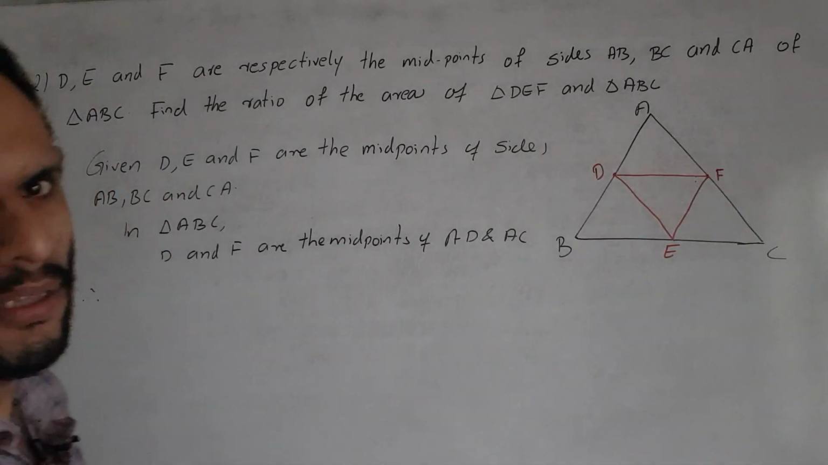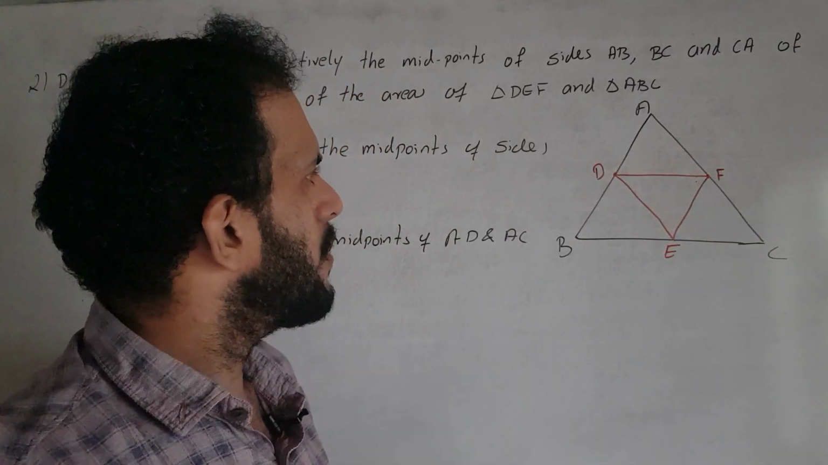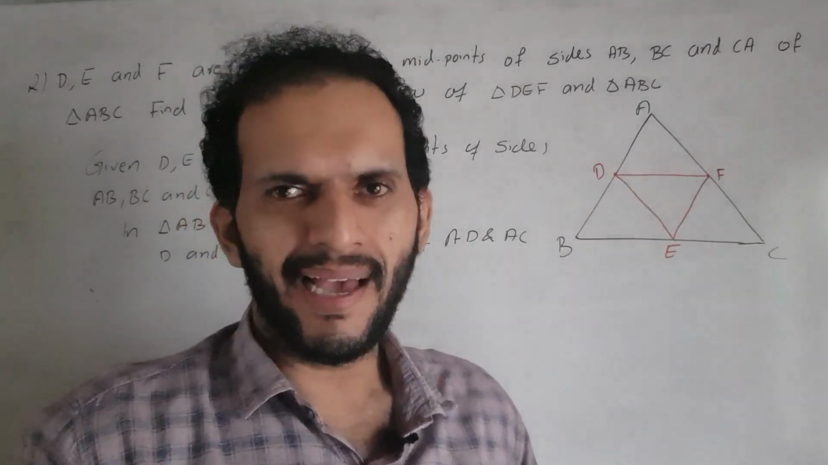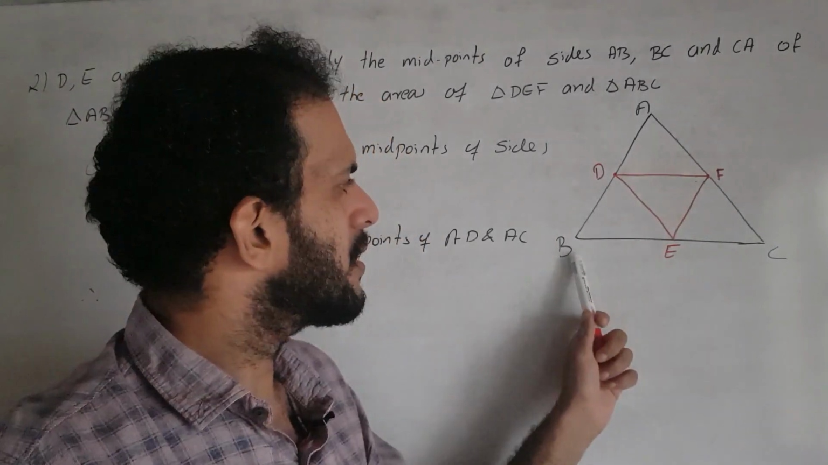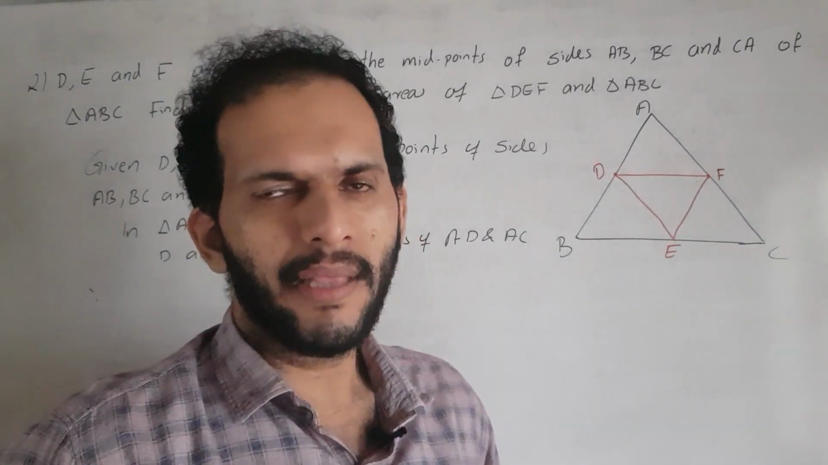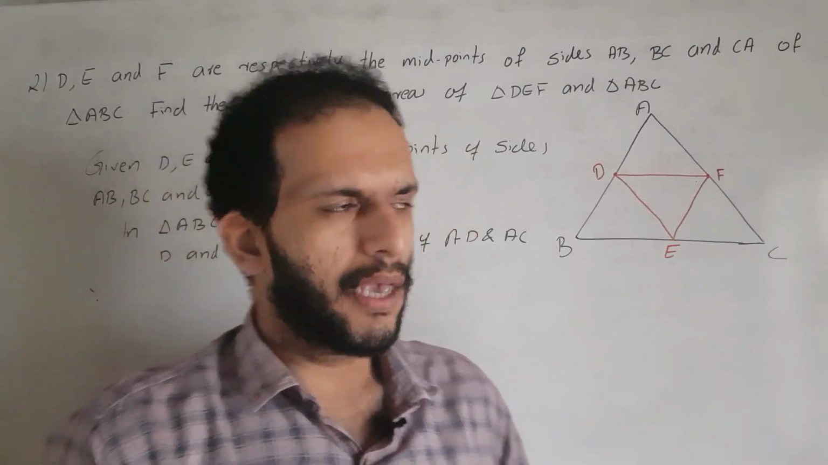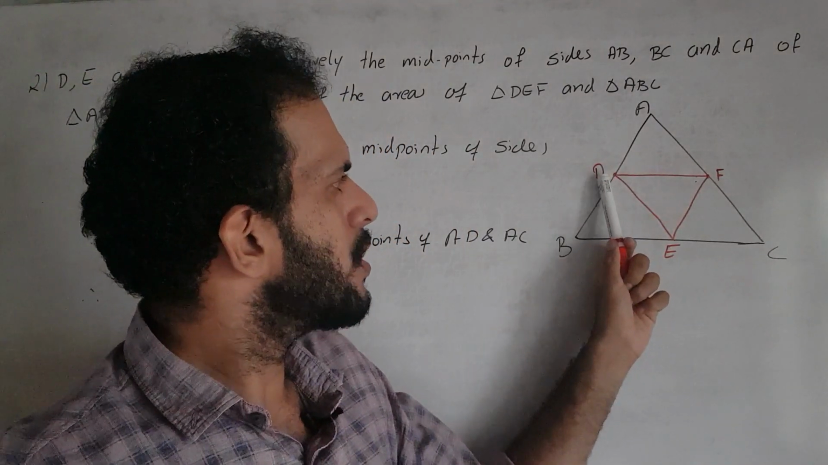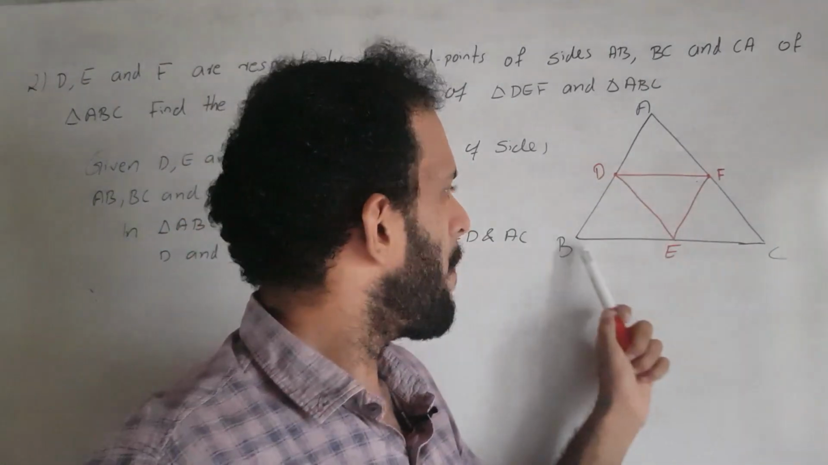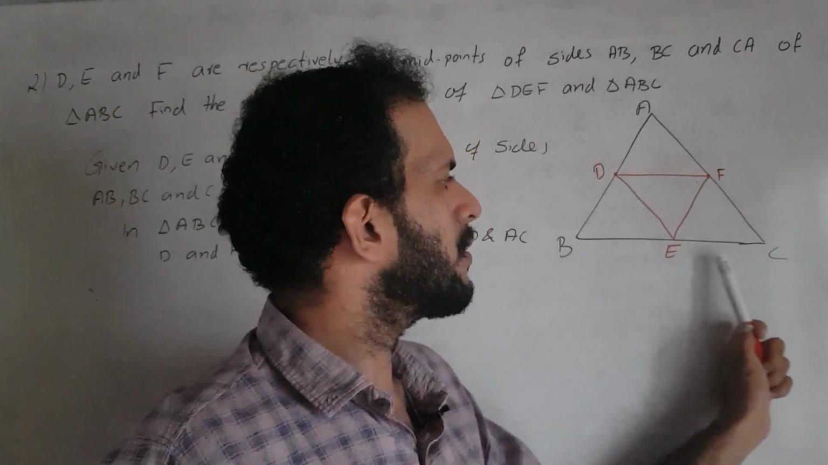Therefore, we studied one theorem in the last year, that one is the midpoint theorem. If we join the midpoints of two sides of a triangle, then that line is half of the third side and is parallel to the third side. Correct? What does the midpoint theorem say? If we join the midpoints of two sides of the triangle, then that line is parallel to the third one and is half of the third one.